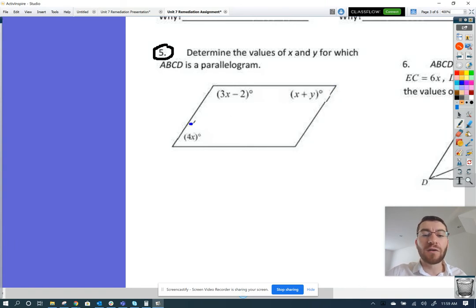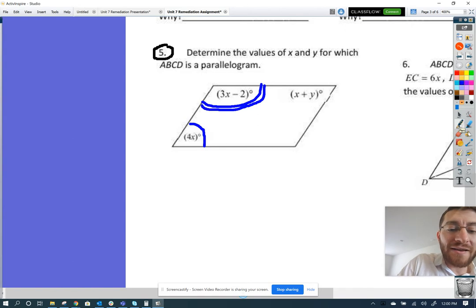So let's just look at 2 angles. We have our bottom left angle and our top left angle. A fact about parallelograms is that these 2 angles are consecutive, and that means that they add to 180. And just visually, we have an obtuse angle and an acute angle, so those angles do add to 180. So how do we actually write this out?